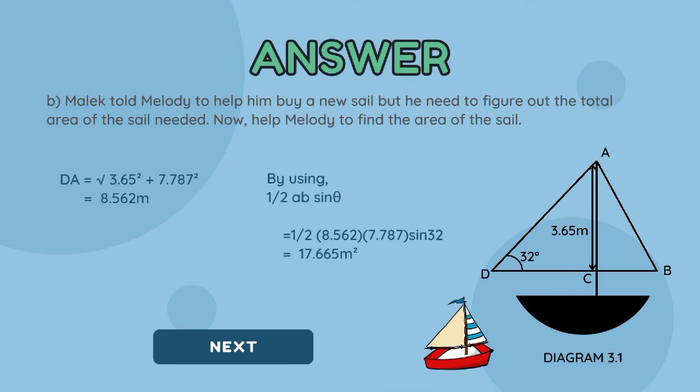Okay, to get the area, we must use Pythagoras theorem. So, AD equals root of 3.65 to the power of 2 plus 7.787 to the power of 2. So, we will get 8.562 meters. Then we will be using the identity, which is half AB sin theta. So we will need to replace the numbers. So we will get 17.665 meters squared.